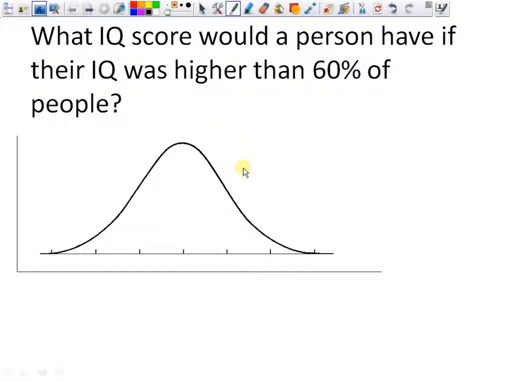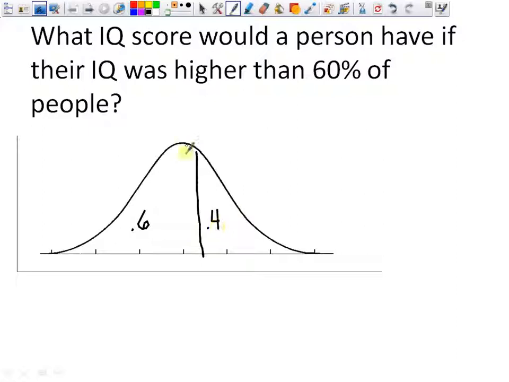So think about the curve. This person is lower than 50% and higher than 50%. Someone that's to the right of that is higher than more than 50%. In other words, someone that is higher than 60%, somewhere like this. 60% of people are lower than them, 40% are higher than them. So they are higher than 60% of people. So we know that this area is 0.6 and this area is 0.4.